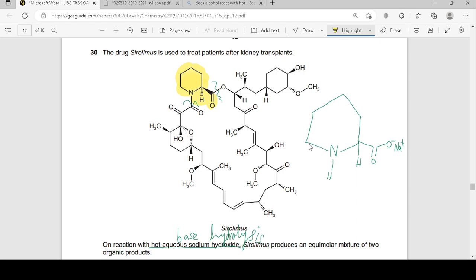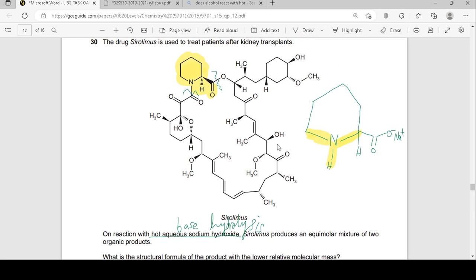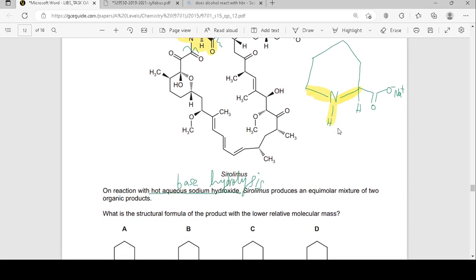This is one bond. Why didn't I ever use highlighters before in my videos? I should. And 1, 2, 3. So that's three bonds, so it should just be like this. And it's not an acid hydroxide or anything. So NH, that's the product you get.